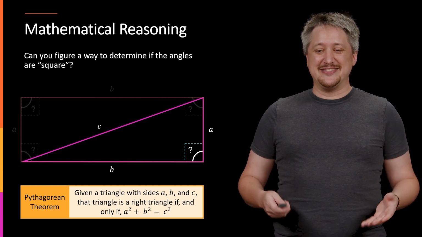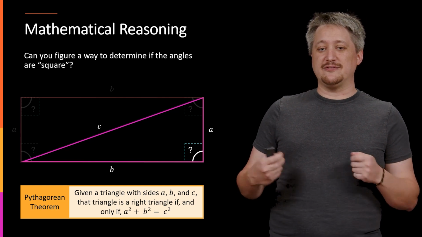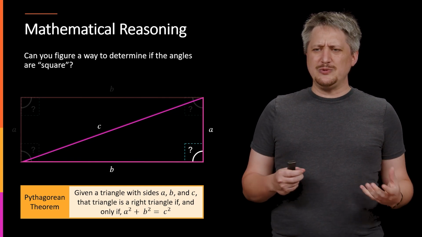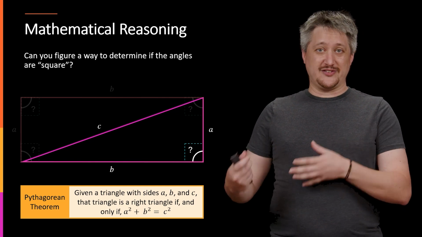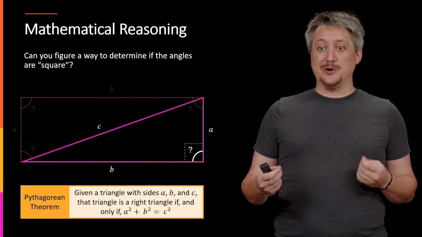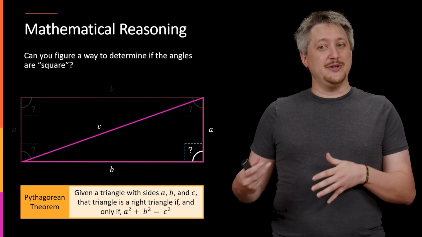So the Pythagorean theorem says, okay, if you have a triangle, that triangle is a right triangle if and only if it has that property, right? A squared plus b squared equals c squared. Usually we do that to figure out one of the side lengths, but we can go the other direction. We can say, okay, if a squared plus b squared equals c squared, that tells me that it must have been a right triangle.